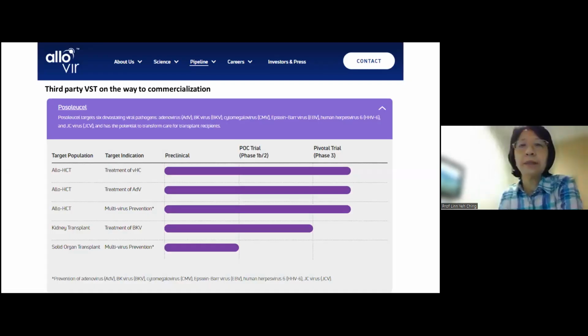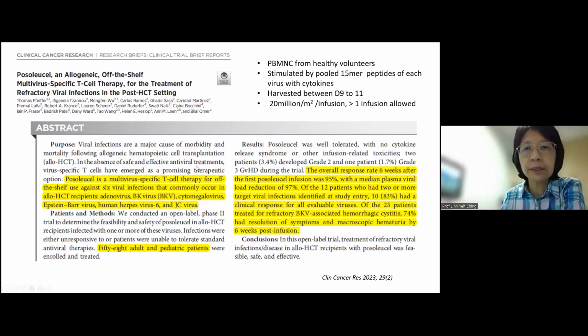In fact, off-the-shelf VST is on the way to commercialization. This is by a biotech company collaborating with Baylor College to produce VST for various viruses at different stages of clinical trial, and that sets the stage for a commercial off-the-shelf VST product. They published their study on posoleucel, which targets 6 viruses, including JC virus, for post-allo transplant patients with one or more of these viruses. The starting cells come from healthy donors, stimulated by pool peptide, similar to their previous studies in culture method and clinical protocol. They reported treatment of 58 patients, giving an overall response rate at 6 weeks of 95%.